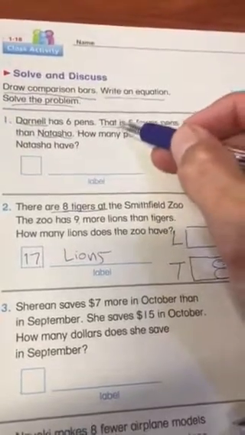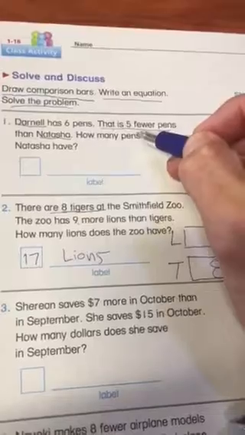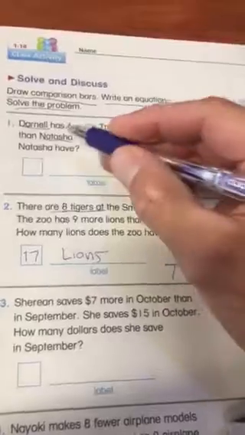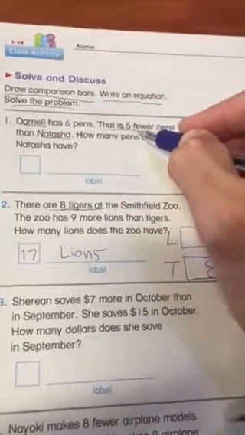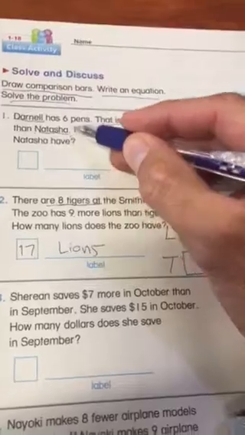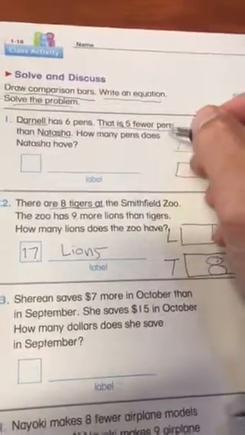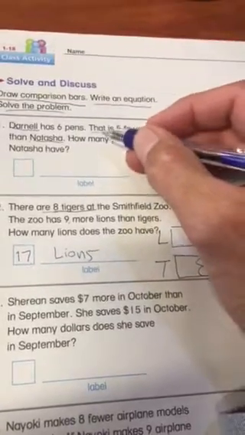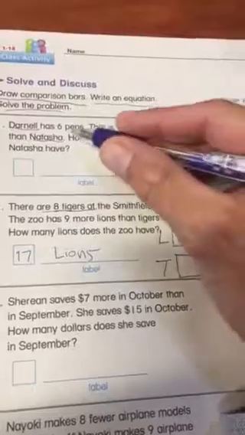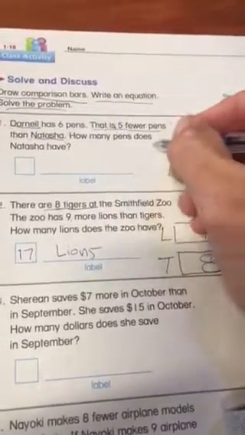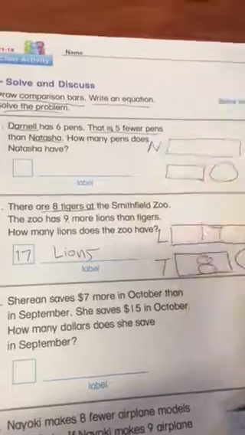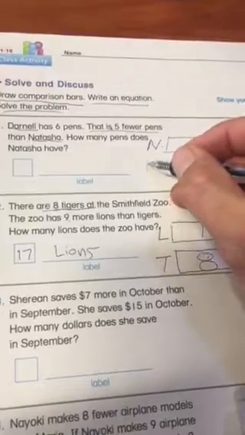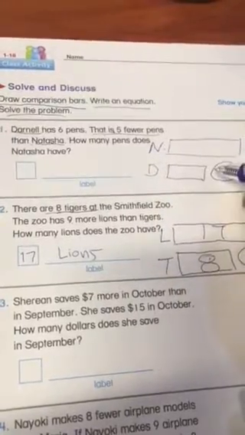This is what I'm talking about. That is fewer pens than Natasha. That is, which is Darnell's, is fewer than Natasha's. So I'm just kind of reading it first, just worrying about who has the lesser or who has the greater amount, just working on these labels here. That is fewer than Natasha. So that means Natasha has to be the greater amount. If she has the greater amount, then Darnell has to have the lesser amount.